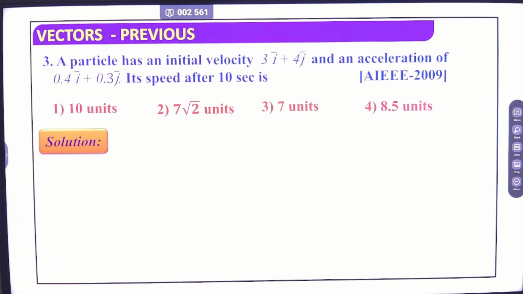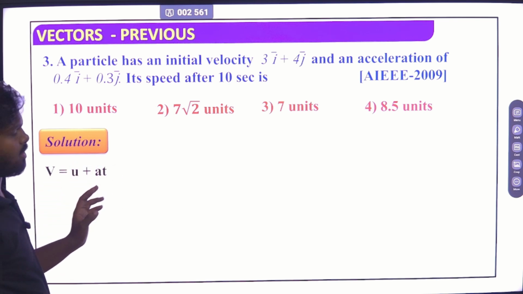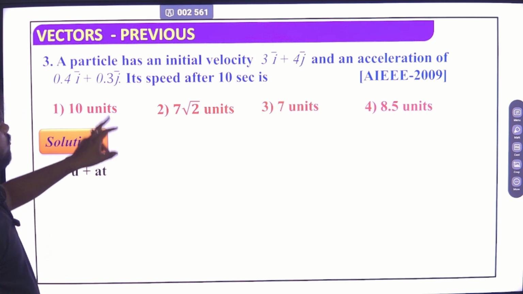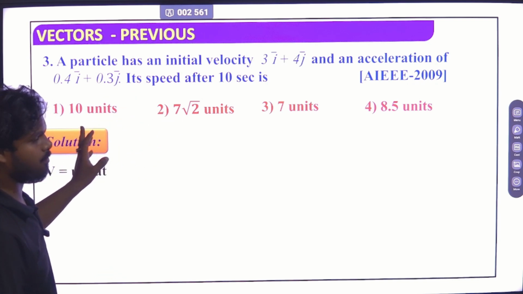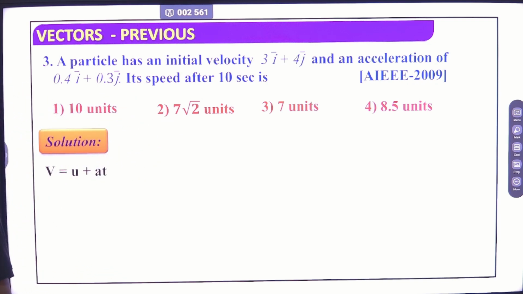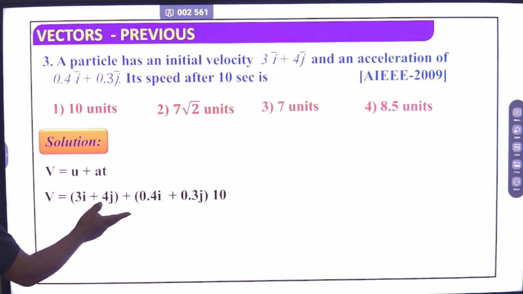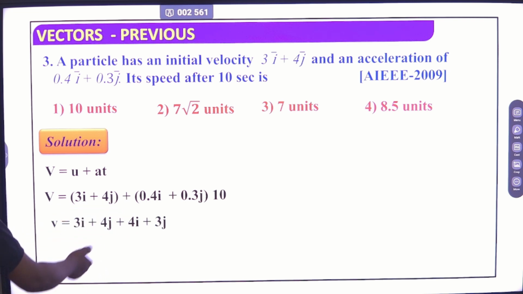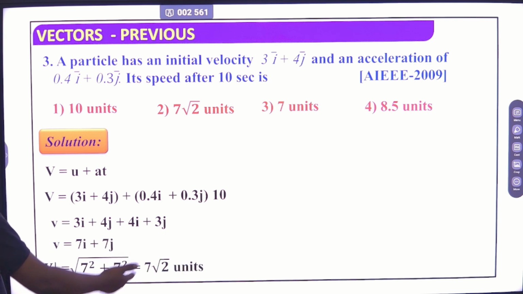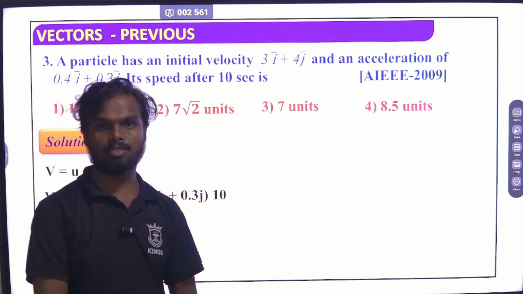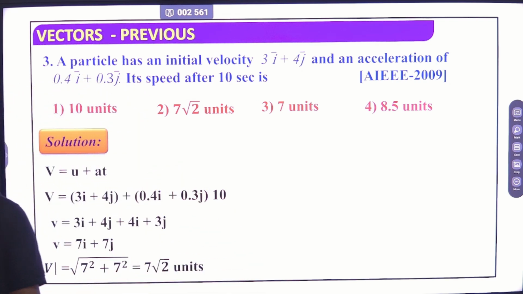Let's see the solution first, then we will mark the correct option. My equation is v is equal to u plus at. We will directly put the magnitude, because the magnitude is asked in the answer. So my v vector will be this value. Then we calculate the magnitude of this and we get 7 root 2. So my correct option will be the second option. Clear? Any doubt? It's a very easy question.